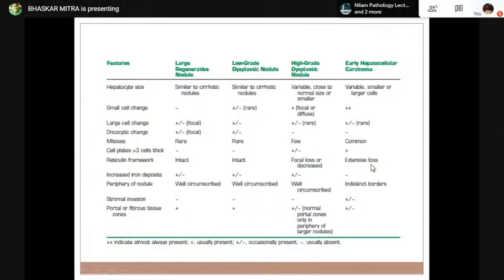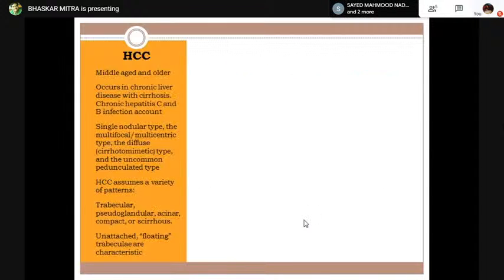Now, as seen, the early one has got an indistinct border. As it progressed a step ahead, it becomes distinct. Stromal invasion is definitely positive because it's a carcinoma. Here in dysplastic nodules, stromal invasion is less. Here we are more concentrated on the cellular changes. I think everything is clear.